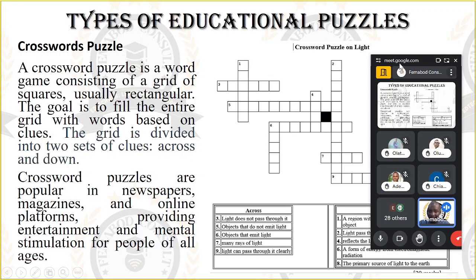A crossword puzzle is a word game consisting of a grid of squares, usually rectangular, and the goal is to fill the entire grid with words based on clues. You can divide the grid into different lines. You can have some clues across and some clues down. Crossword puzzles are also popular in most of the magazines and newspapers we see nowadays. I remember when newspapers were really common, like we don't now, most of us read online, but in those years when newspapers were common, a lot of us were interested in the puzzle, we tried to solve the puzzle.